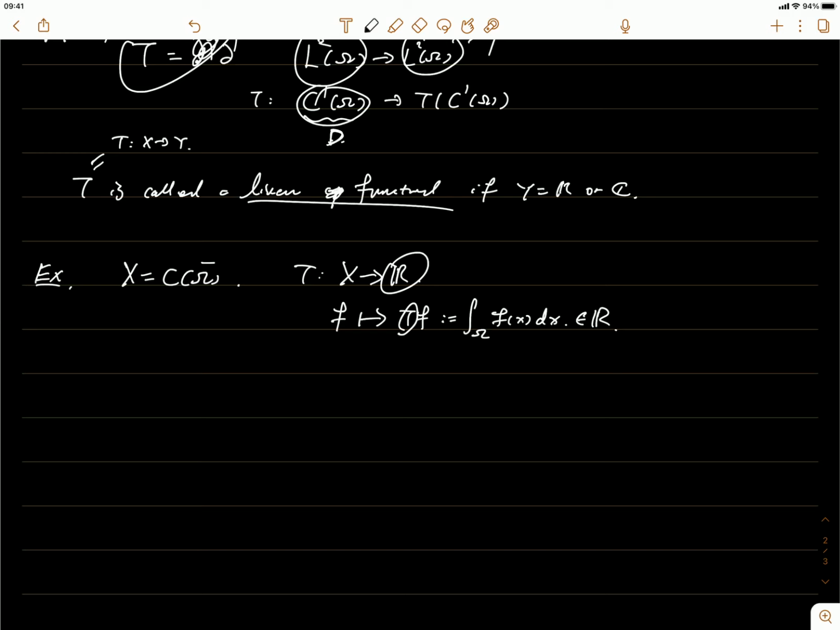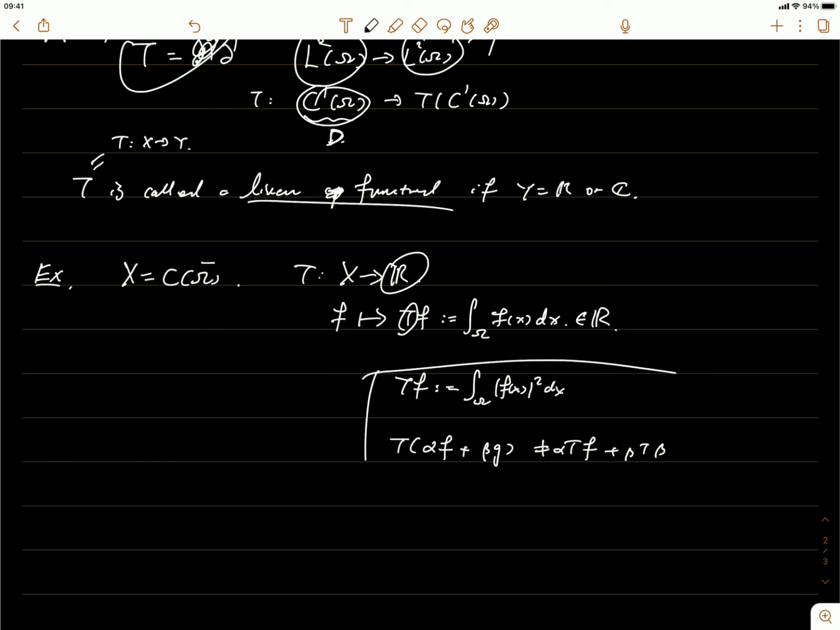But if you have this f, and you map this f to, say, the integral of f(x) squared dx, then this is not linear anymore, right? Because it doesn't satisfy this condition. You don't really have equality for this one. So this is not true. That's why it's not a linear operator. Okay, so this is not a linear functional.